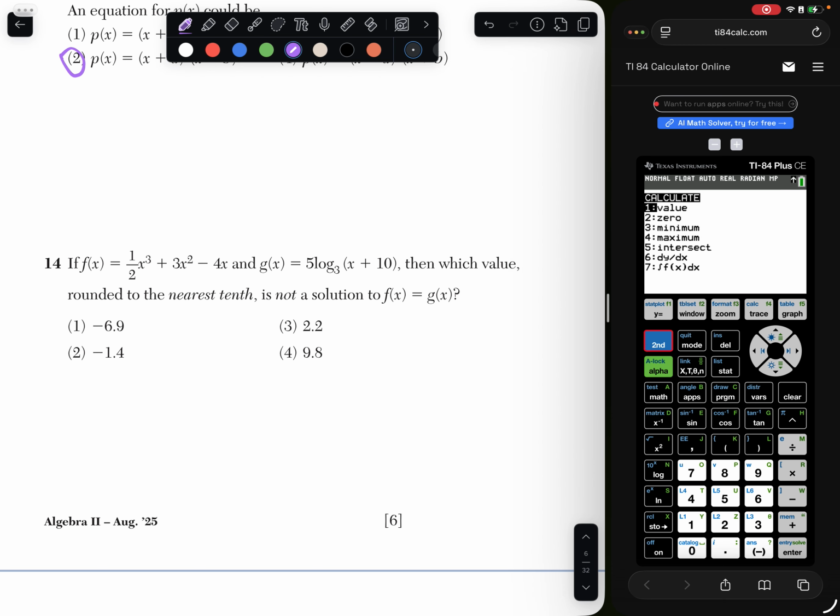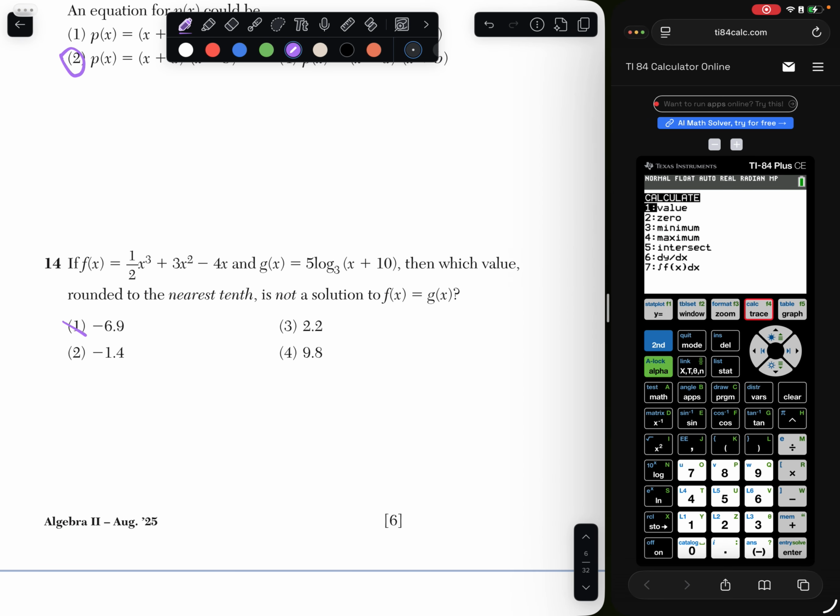So I'm going to press second, calc, and go down to intersect. Now the first curve doesn't really matter. You don't really have to touch any button. The last part is where you touch it. So you want to scroll all the way over. Let's guess. Okay, this is negative 9.4. So we can eliminate choice 1.